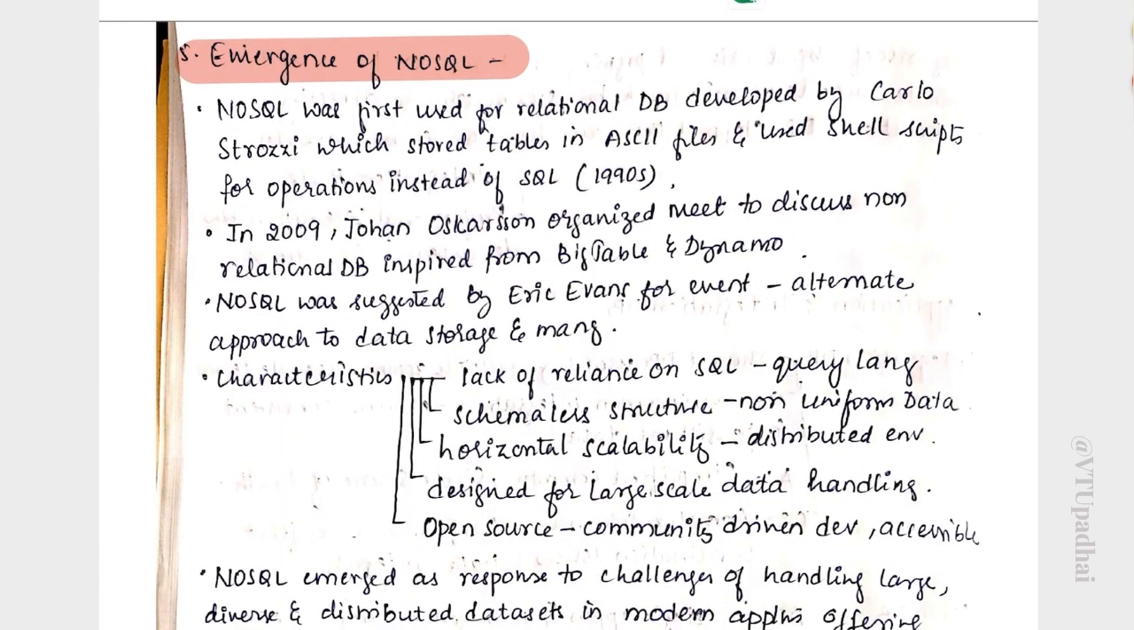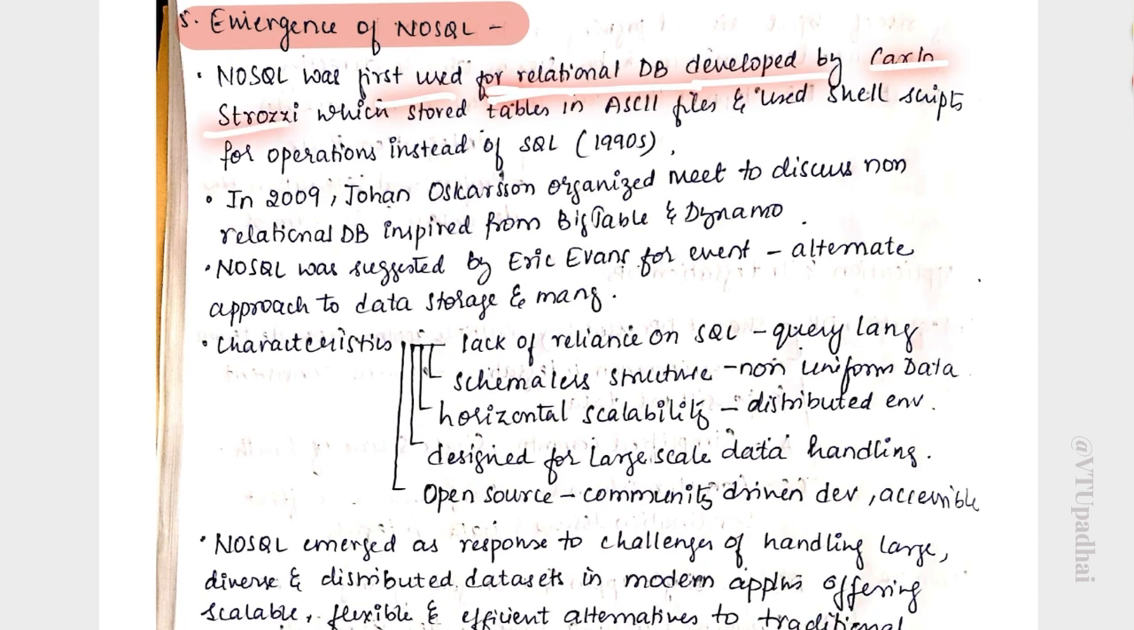So next we have: explain the emergence of NoSQL database. It could be asked for 10 marks. Again, it is very easy. NoSQL was first used for a relational database, developed by Carlo Strozzi, which stored tables in ASCII files and used shell scripts for operation instead of SQL queries. This was the initial origin in the 1990s, and this version of NoSQL had minimum impact on modern database trends. Next, we have the modern NoSQL movement, which was in 2009.